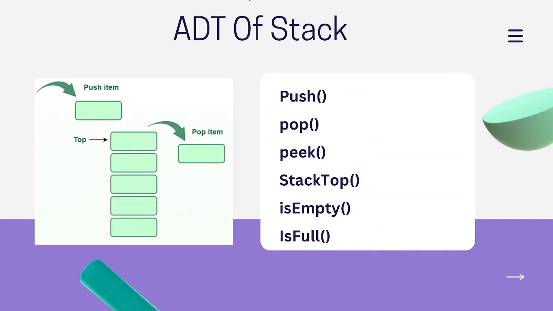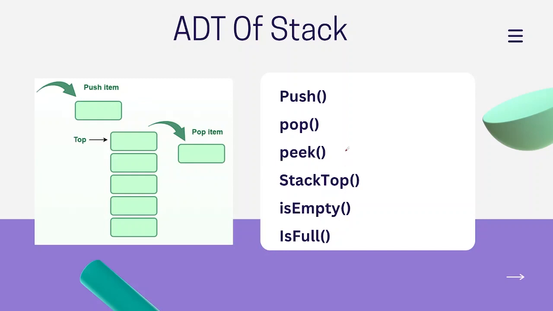Next we will see what operations are present in the stack. As I already mentioned, there are two most common operations in every data structure: one is insertion, another is deletion. In a stack we call insertion a push, and deletion a pop. So we can insert an element and we can delete an element, and we will maintain one top pointer. Using this top pointer only we can insert or delete an element.